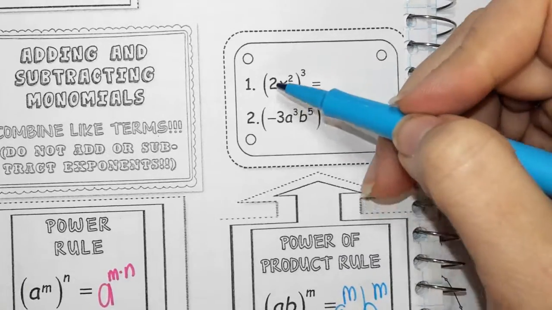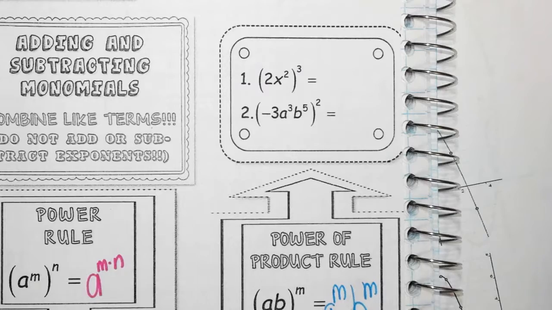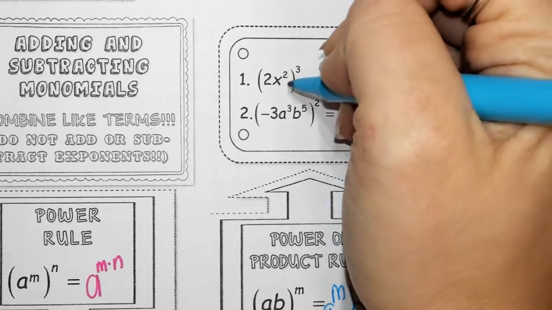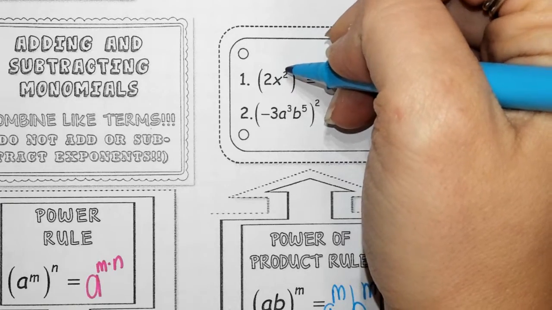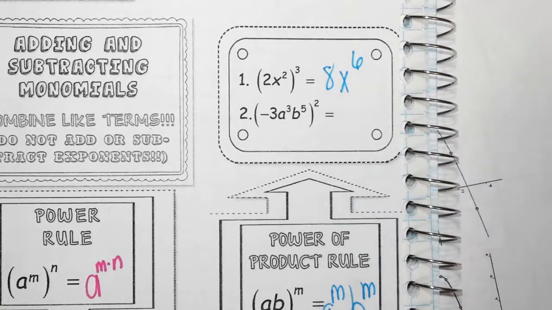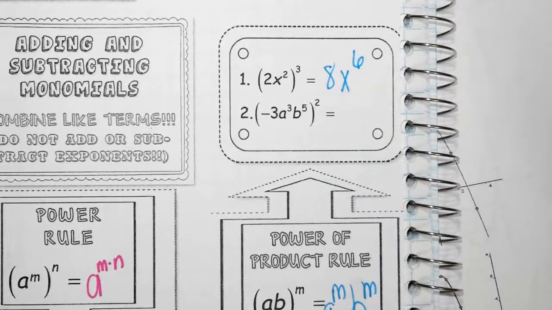All right, number 1. So are we going to do 2 cubed or 2 times 3? 2 cubed. And what's 2 cubed? 8. All right. And then x squared. What are you going to do with the exponent of 2 and 3? And you get? Good. Do number 2 without me.